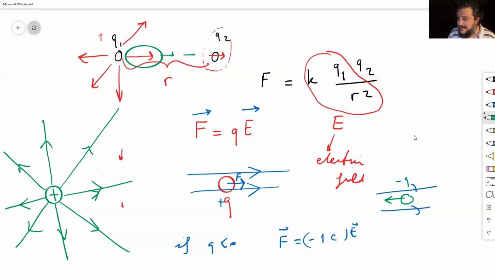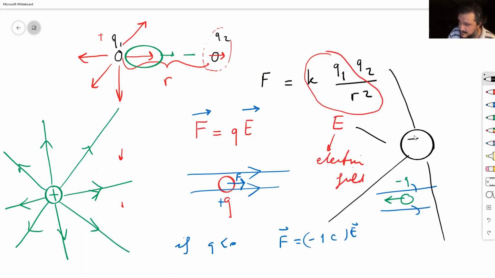Now, if I have a negative charge, let's put the negative charge here. Same idea. I'm going to draw radial lines, but they're going to point to the charge, radially inward. So a negative charge will create a field around it as well, but the direction of the field is toward the charge. If it is positive, it's moving away from the charge. If it's negative, it's going into the charge.